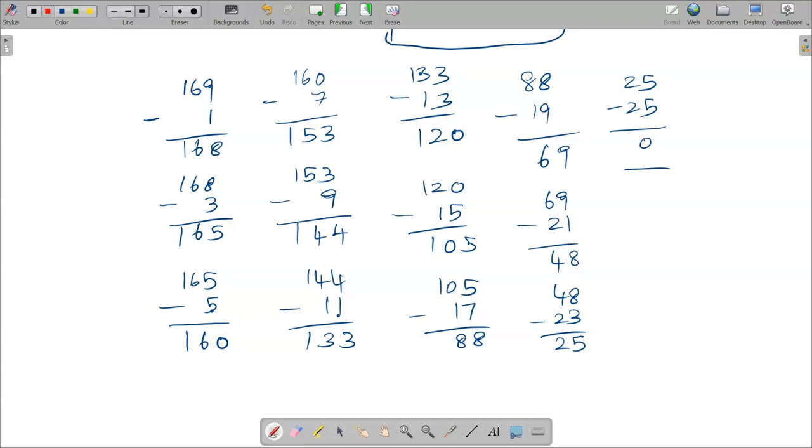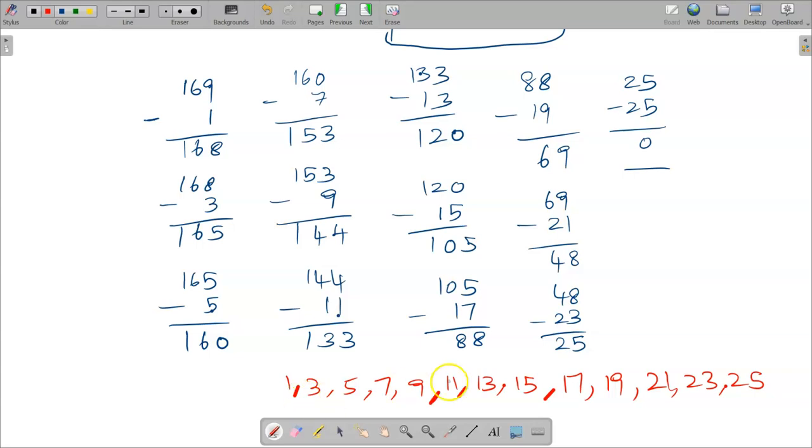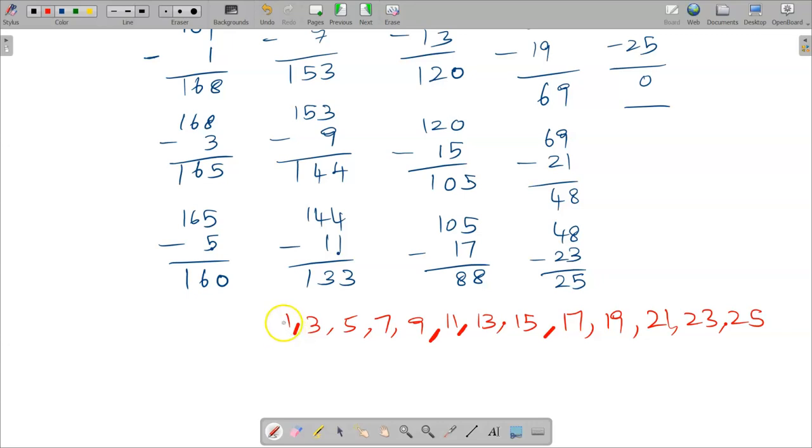So what are all the numbers we have subtracted? 1, 3, 5, 7, 9, 11, 13, 15, 17, 19, 21, 23, 25. These are all the numbers we have subtracted in order to get 0. So totally how many numbers are there? 1, 2, 3, 4, 5, 6, 7, 8, 9, 10, 11, 12, 13. So the root of 169 is nothing but 13. So in this way we can find the square root by using repeated subtraction.